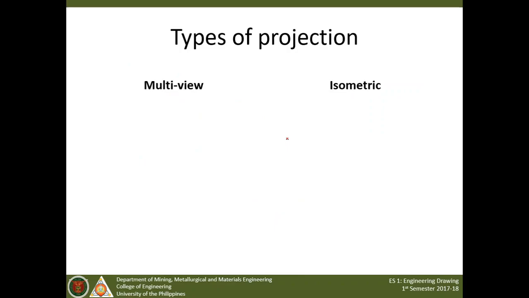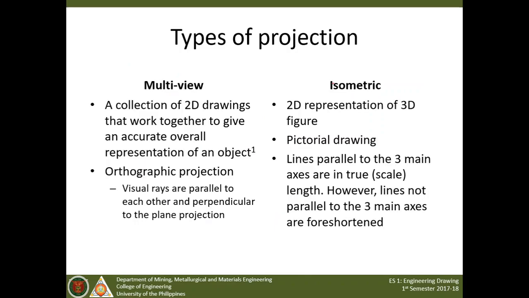Okay, so again, here are just the key differences of the multi-view and isometric view. These are the two views that we'll be using in ES1. Multi-view is just a collection of 2D drawings that work together to give us an accurate overall representation of an object. It is an orthographic projection, that is saying that your visual rays are parallel to each other and perpendicular to the plane of projection, meaning no vanishing points.